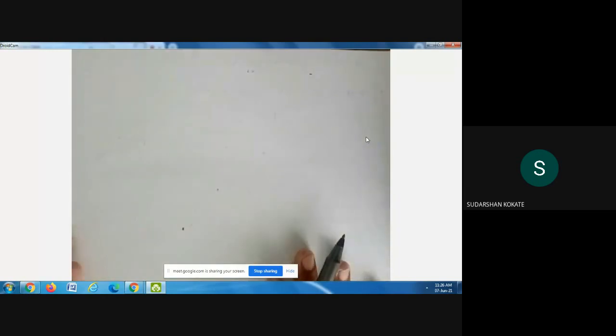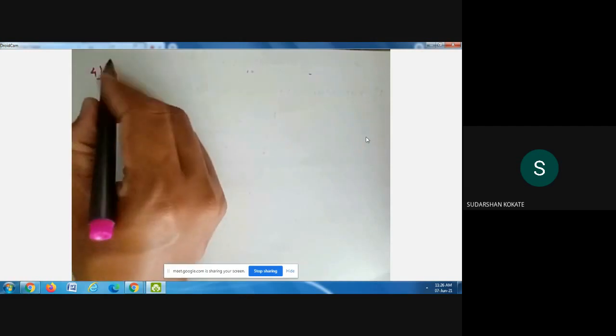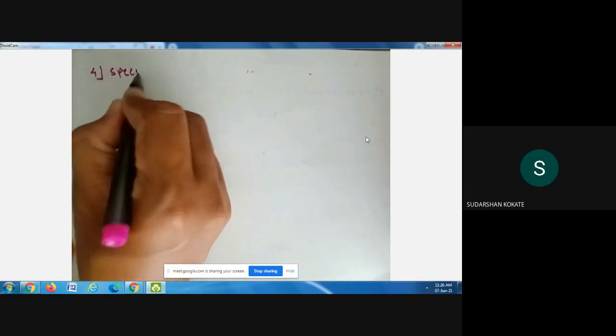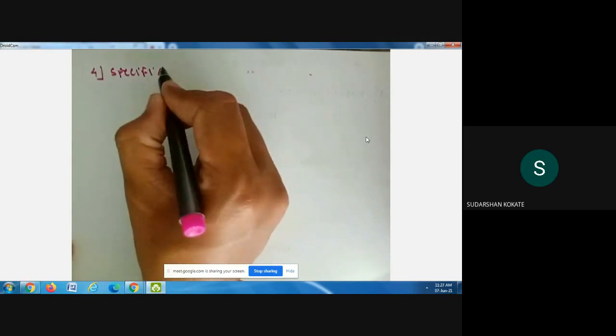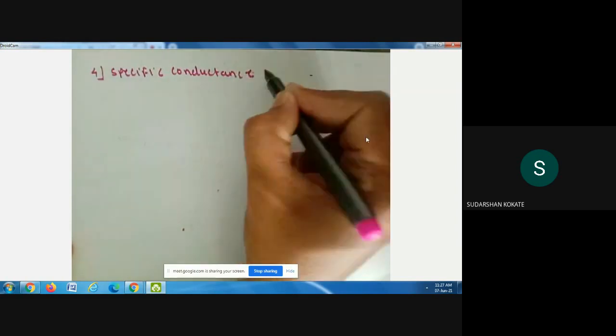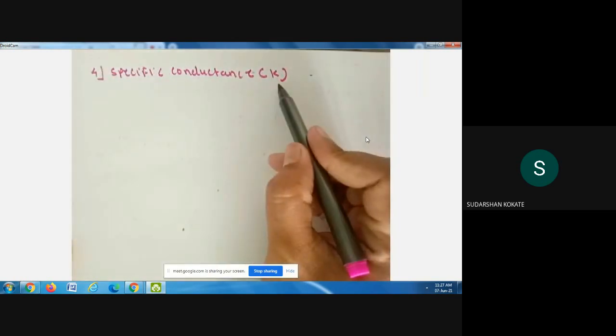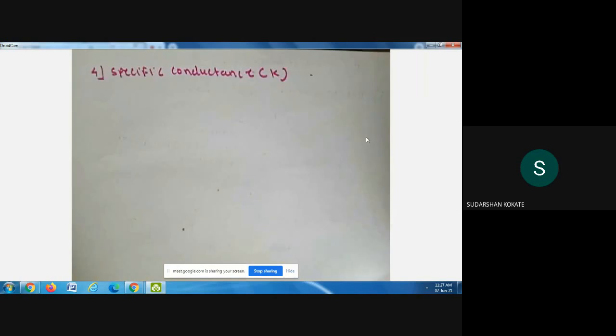That is specific conductance. So the fourth term included in our syllabus is specific conductance, which is denoted by small k, right? Actually it is the conductance between the opposite faces of a cube, 1 centimeter of edge, and mathematically it is the reciprocal of specific resistance, known as specific conductance. You remember this one, right?